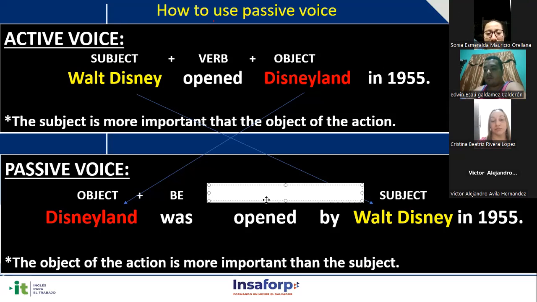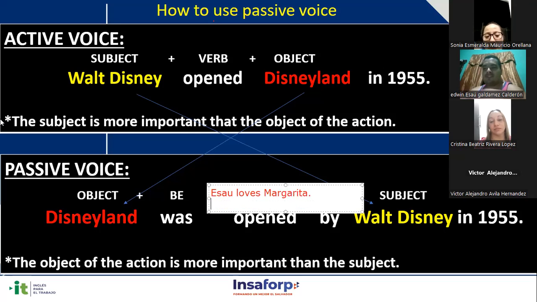What is the name of your mother, Esau? The name of your mother? Margarita. Margarita, okay. So, Esau loves Margarita. So in this case, Esau is the subject. Esau is the creator of the action, right? So Esau is the subject. Let me change the color here. The verb is loves. And Margarita is the object of the action, right?